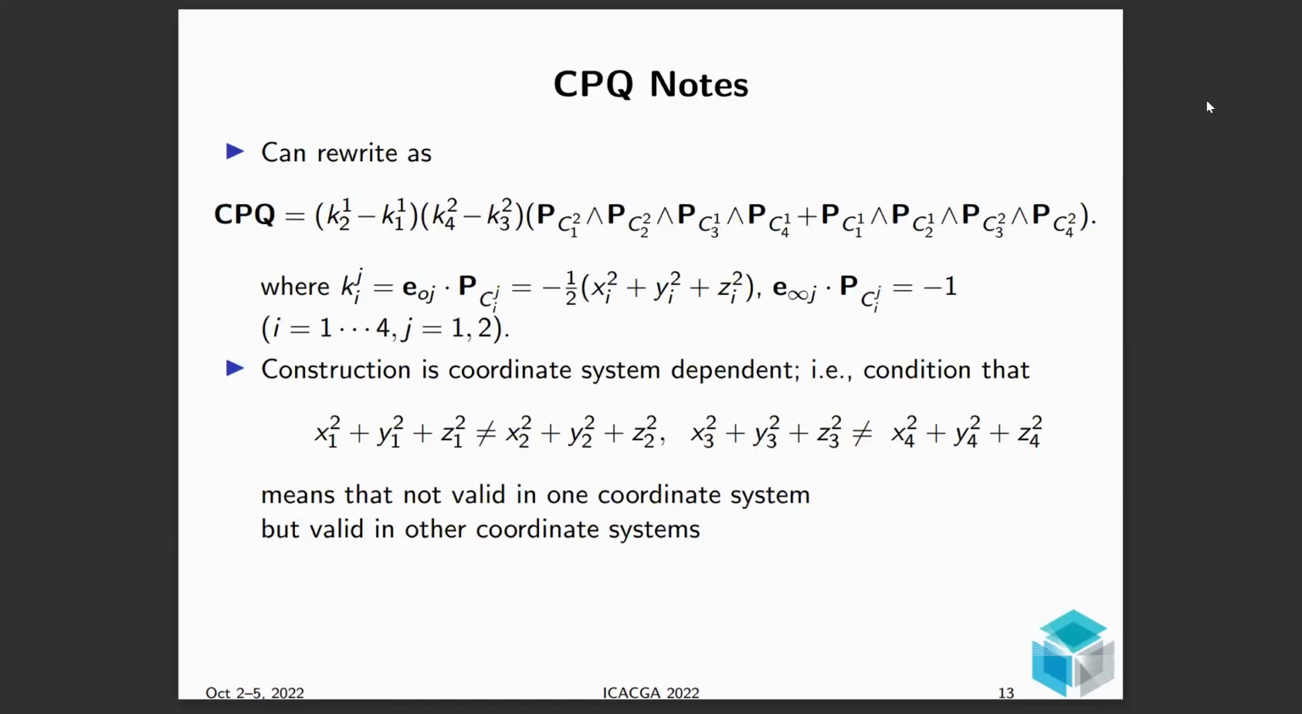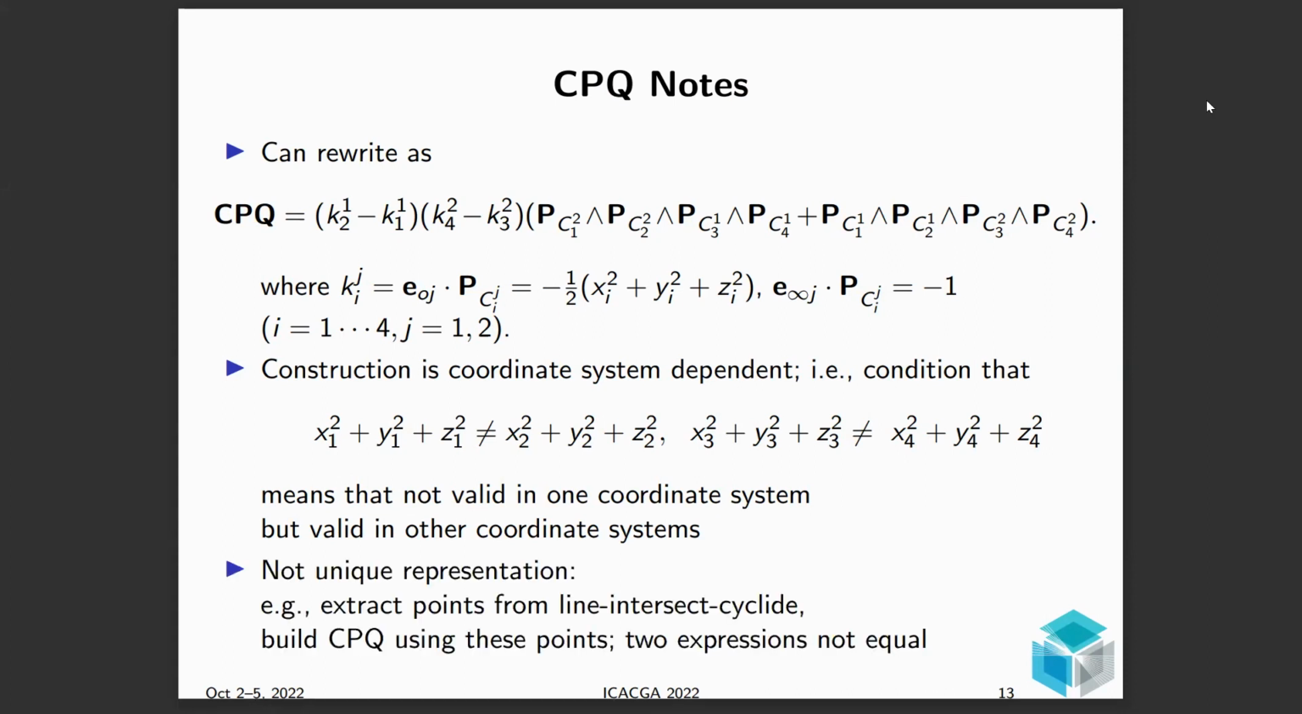So the construction is coordinate system dependent, because if you have these conditions, you have equality here in one coordinate system. If you were to change coordinate systems, then that's almost definitely not going to be the case anymore. So it is what it is. Maybe it's not ideal, but it is what it is. And I wouldn't be surprised if a lot of our equations have some coordinate system dependencies at times if you go to implement them, okay?